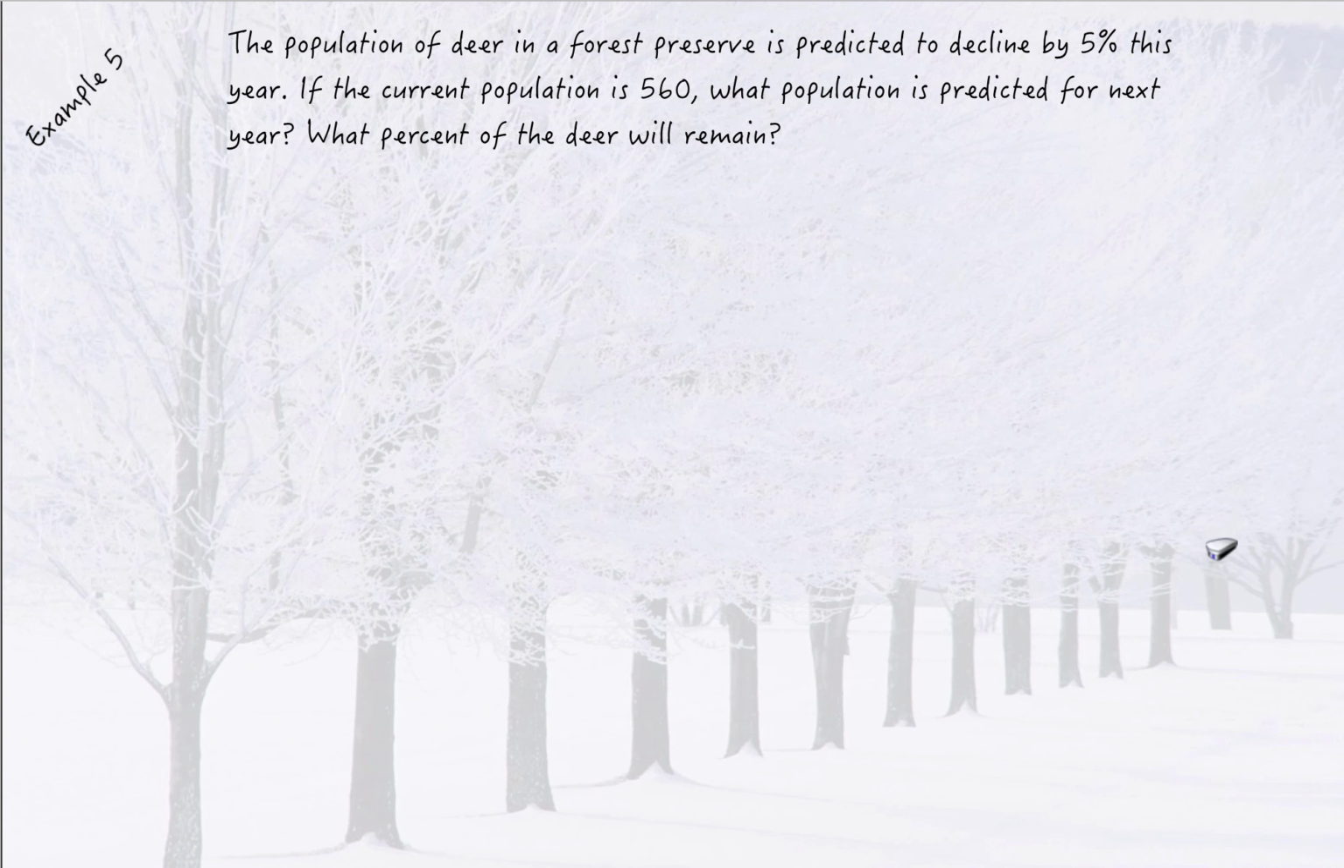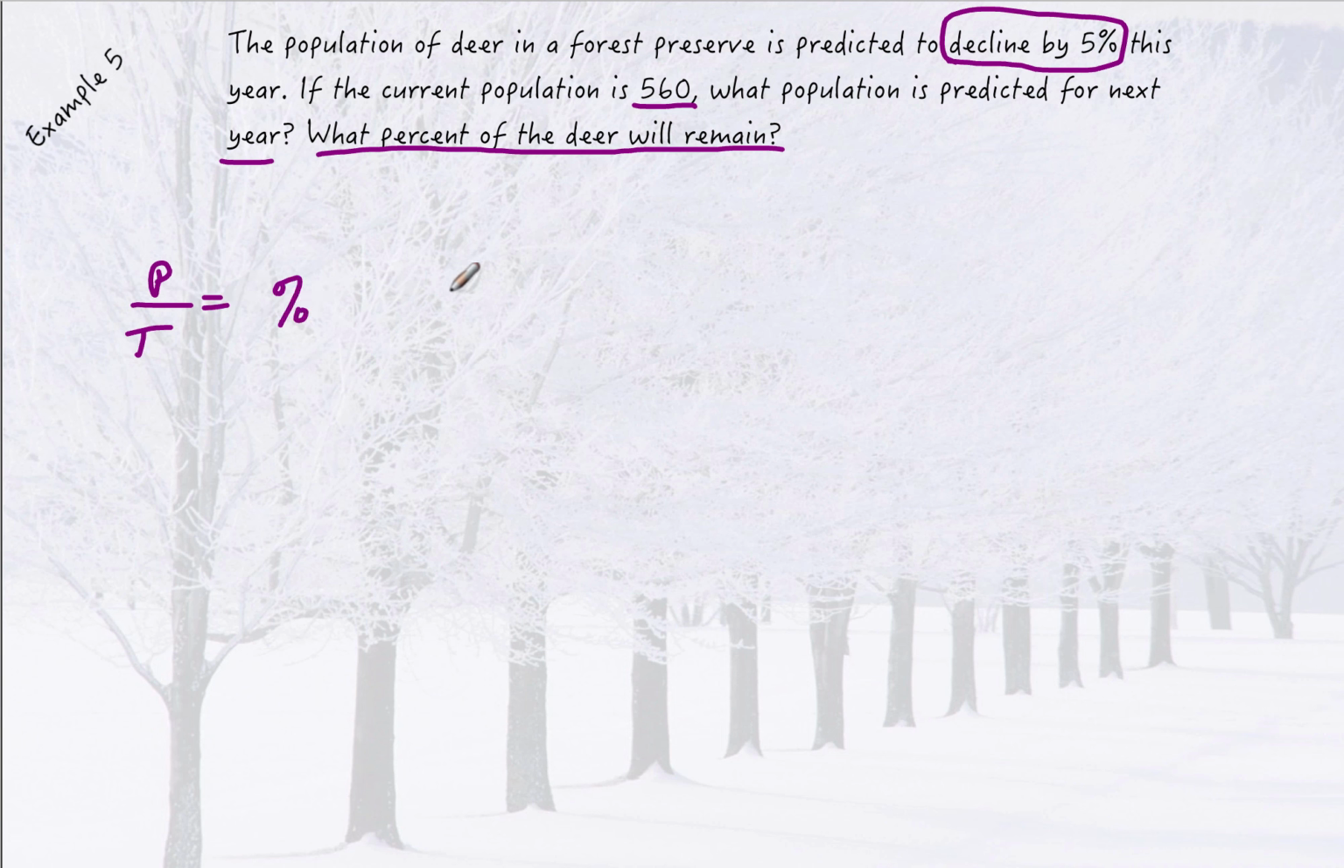Okay, one last example. The population of deer in a forest preserve is predicted to decline by 5%. If the current population is 560, what's the population for next year? Okay, we've got a couple of ways to do this. We're going to hold on to that last question for a minute. I could do my old part over total equals percent. So I'm going to stick with that. I don't know what part of the deer population is going to remain. That's what they're asking me to find. I know right now we have 560, but it's going to go down by 5%.